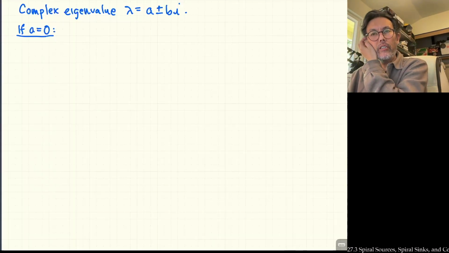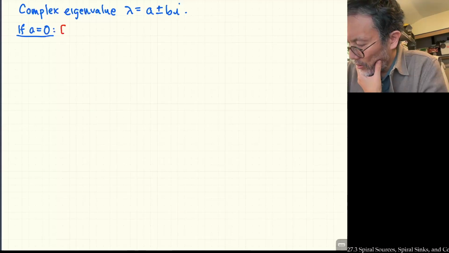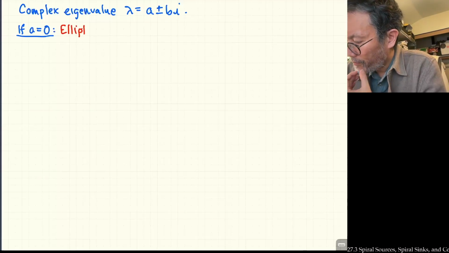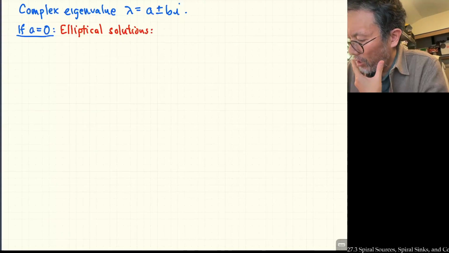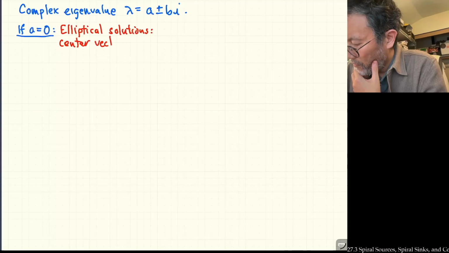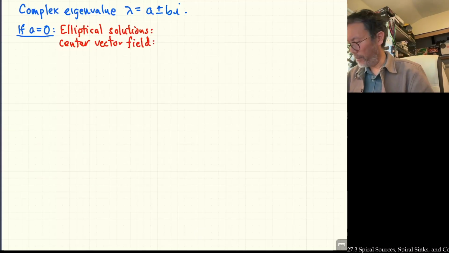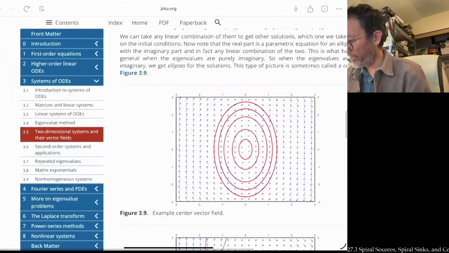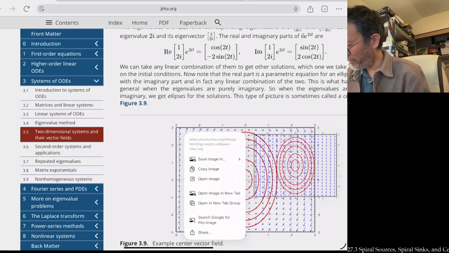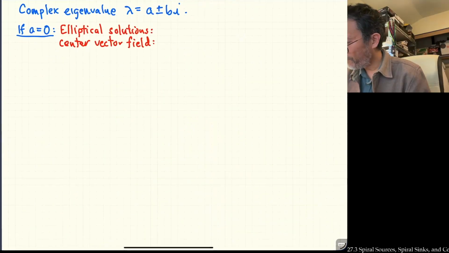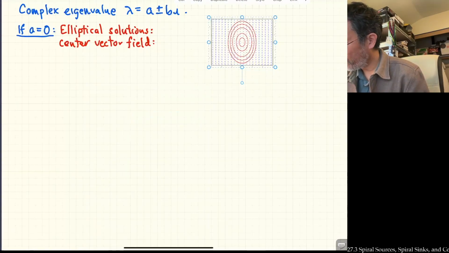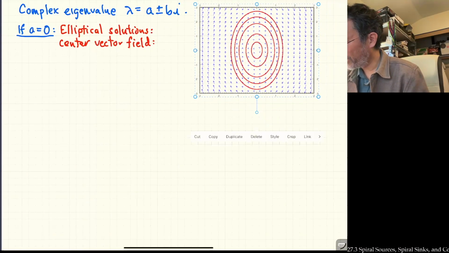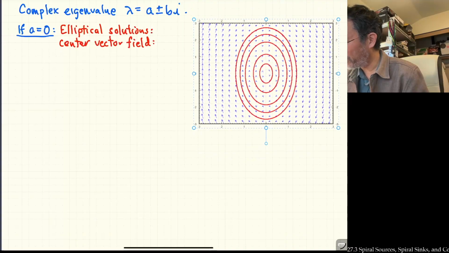If a is equal to 0, then we get what are called elliptical solutions. And the vector field itself is called a center vector field. Okay, these are just pieces of terminology. All right, let me show you a picture. Here is an example. There you go. This is a picture, obviously, of something elliptical.